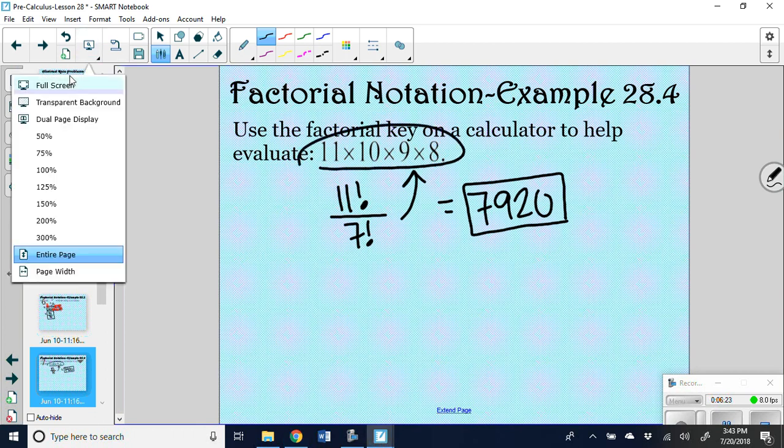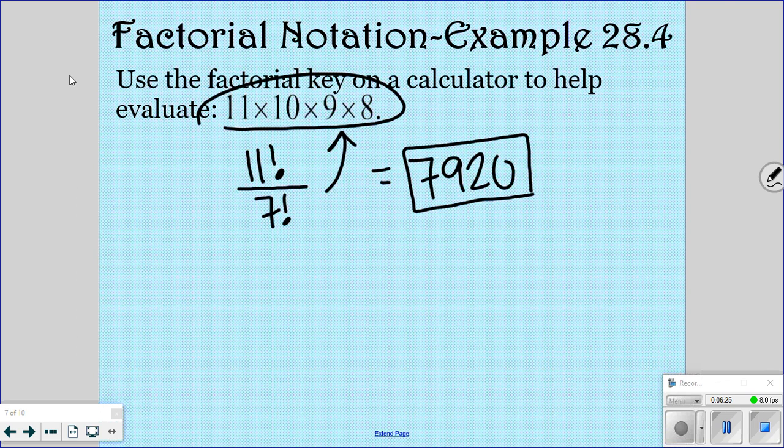Now, some of you may be saying, I don't see the factorial key on my calculator. I don't have a graphing calculator. On those little blue calculators, you should see PRB, probability. If you hit that, somewhere in probability you'll see your factorial. So go to probability, PRB. One of the two, you should be able to find your factorial somewhere there.